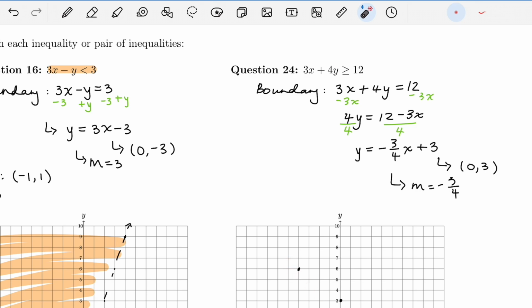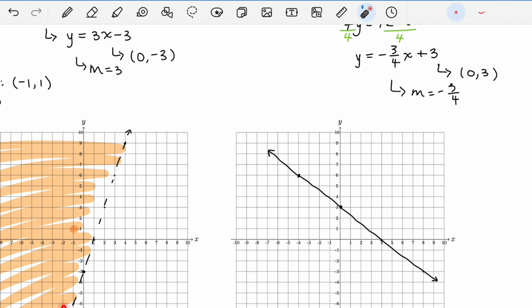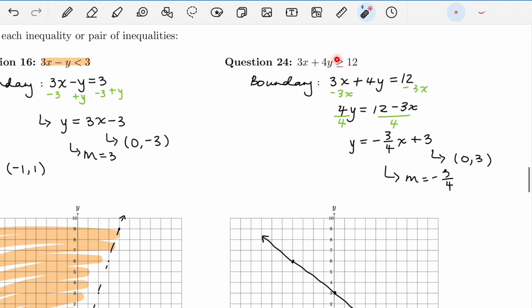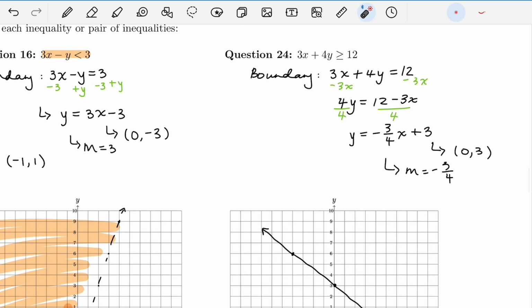So when we graph this guy, we're going to use a solid line, indicating that the values on the line are also included. Okay, so in the last example, we used a dash line because we did not want to include these values, because these values on this line made this guy equal to 3. Now here on this case, we are looking for the values that'll make this equal to 12. So for example, if we were to plug in this point on our line, 0, 3, we would get a 0 for this guy here and a 3 for this guy.